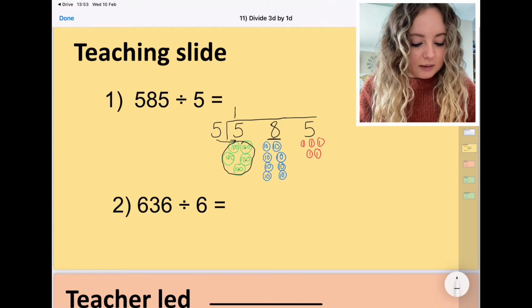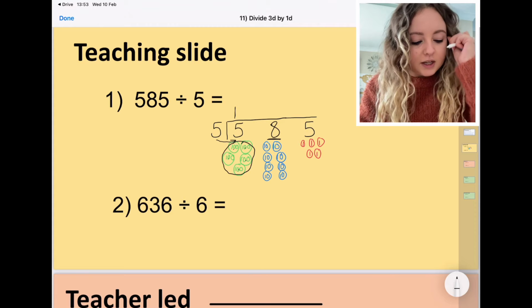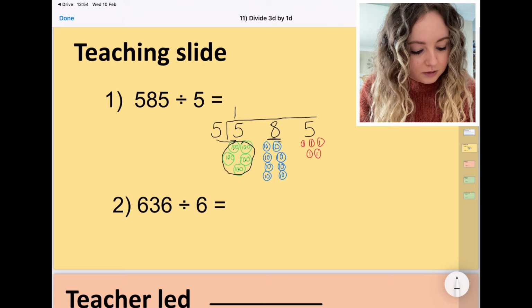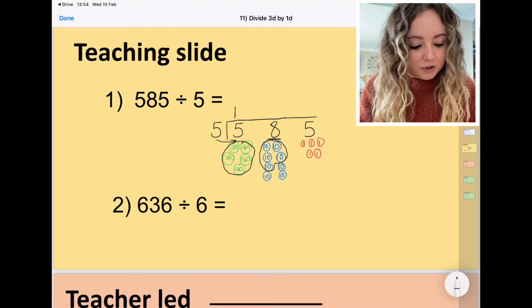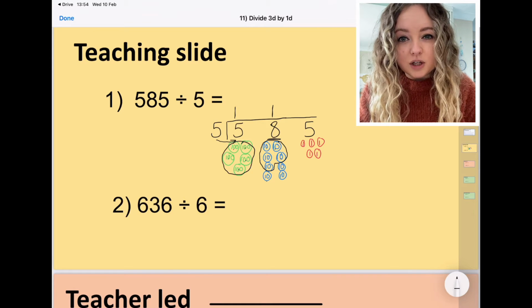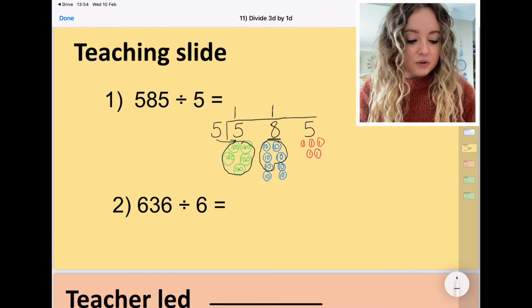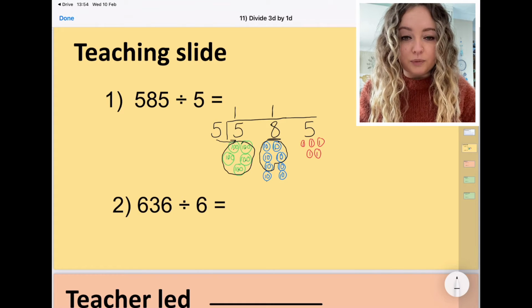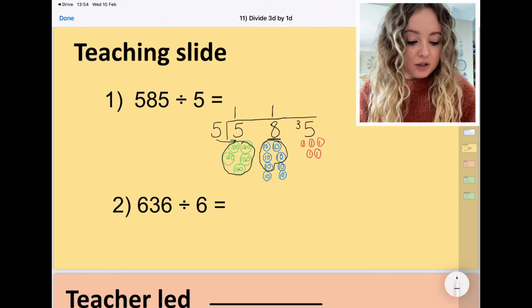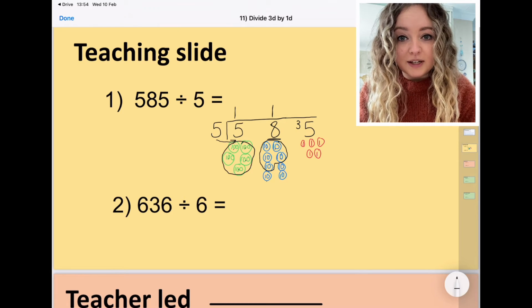Now we need to see how many 5s go into 8. Let's see with our counters how many groups of 5 we can make. So there's 1, 2, 3, 4, 5. That's one group of 5. And we can't make another one, can we? There's 3 left over there. So that is just one group of 5. So we put our 1 here. And then we have got 3 left over. That's our remainder, so that needs to now go into our next column. So what we do is we put just a little 3 here. So we've then got 35 at the end.